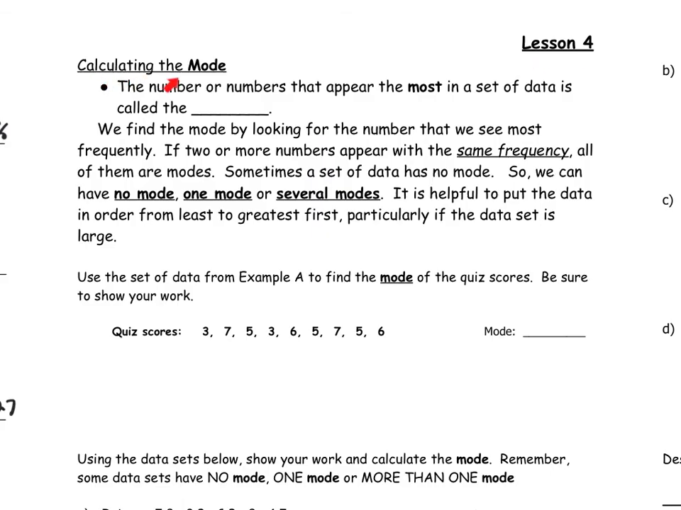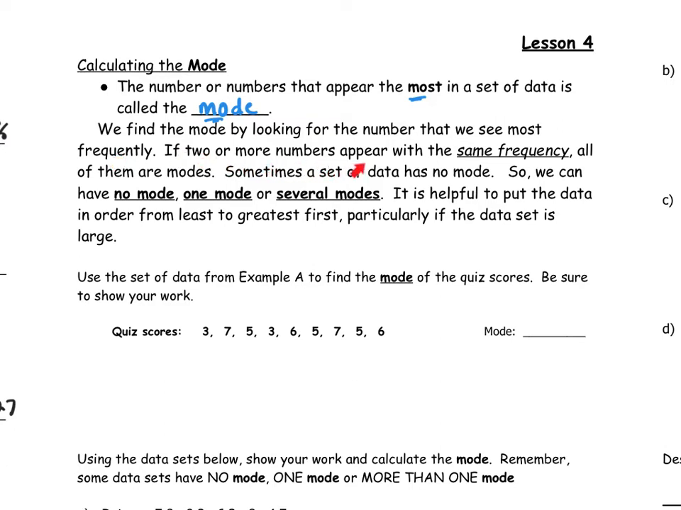Lesson 4 is calculating the mode. The number or numbers that appear the most in a set of data are called the mode. For me, I think it's easy to remember this particular word because most and mode kind of sound similar. So that helps me remember it. We find the mode by looking for the number that we see most frequently.